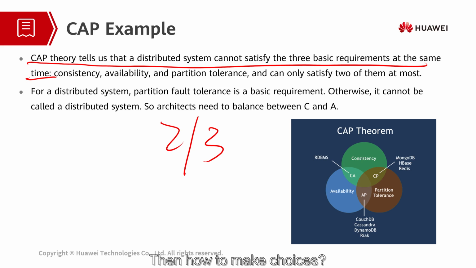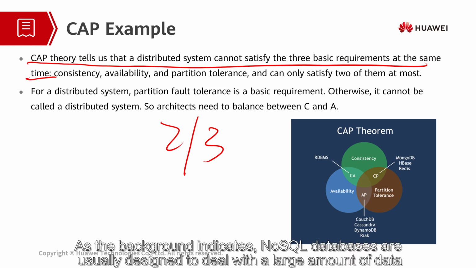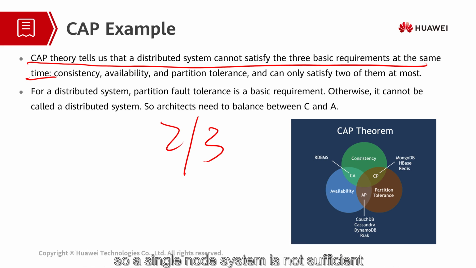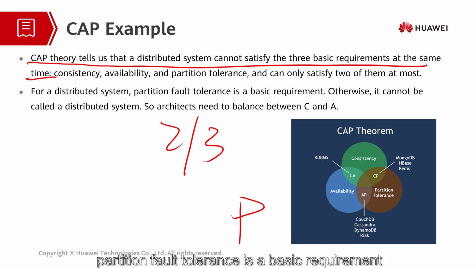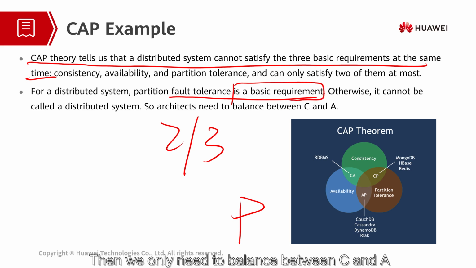Then, how do we make choices? As the background indicates, NoSQL databases are usually designed to deal with a large amount of data, so a single node system is not sufficient. Therefore, the P property is essential, or namely, for a distributed system, partition fault tolerance is a basic requirement. Then, we only need to balance between C and A.